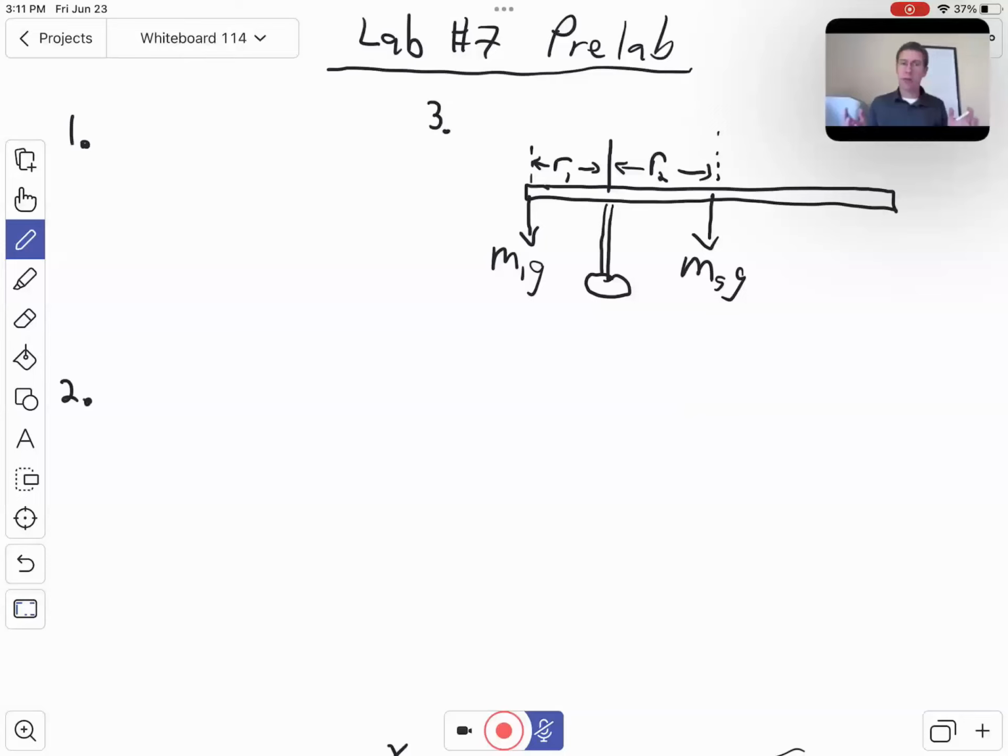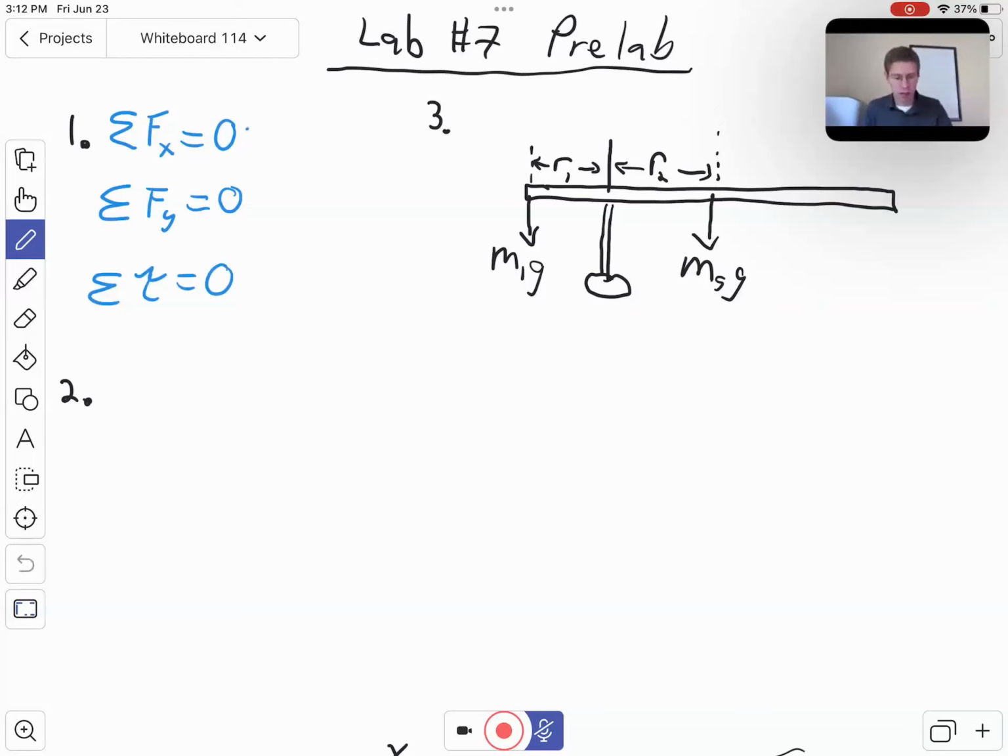So Prelab question number 1 asks us for the conditions of equilibrium of any object that is in equilibrium, any object in rigid body equilibrium. So those are our three basic equations for, again, looking at forces and torque. The first is that the sum of the forces in the x direction is equal to 0. The second is the sum of the forces in the y direction is equal to 0. And then the third is the net torque about really any axis of rotation is equal to 0.